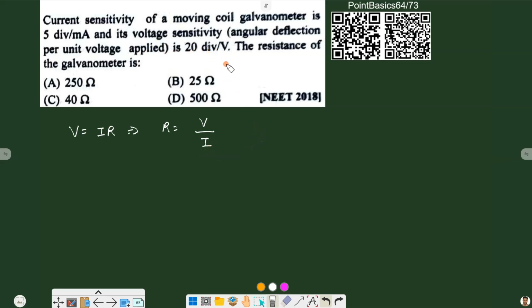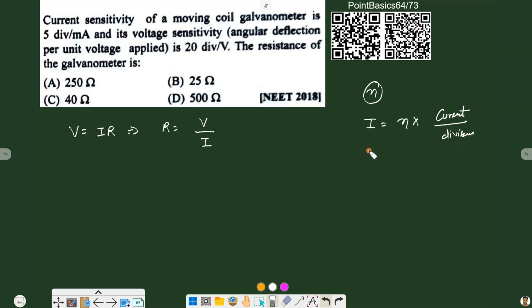Sensitivity means per division how much it can measure. Suppose the galvanometer has n divisions. So the maximum current it can measure will be n times the amount of current which it can measure for unit division. And for unit division it can measure 5 milliampere. Okay, wait a minute. So we need here the amount of current per unit division.